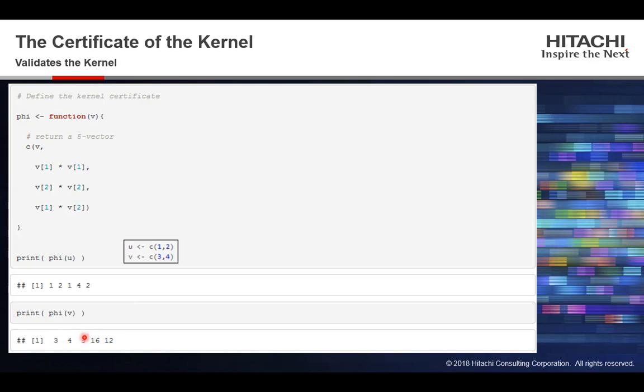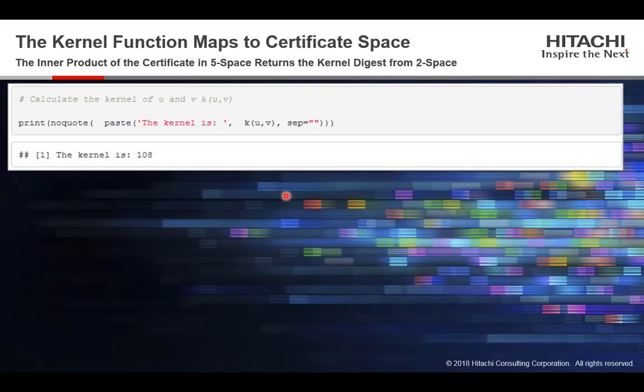I've got the square of 3 is 9, the square of 4 is 16, and the cross term is 12. So it sends back to me the kernel certificate of the 3, 4 vector in 2 space. It sends the 5 vector 3, 4, 9, 16, 12. Well, so what? Well, here's my kernel that I calculated in 2 space. Remember, the digest is 108.